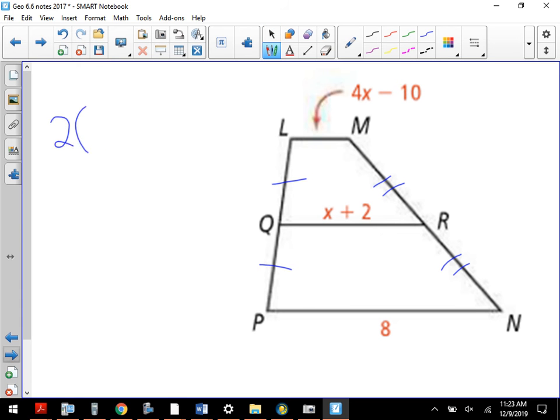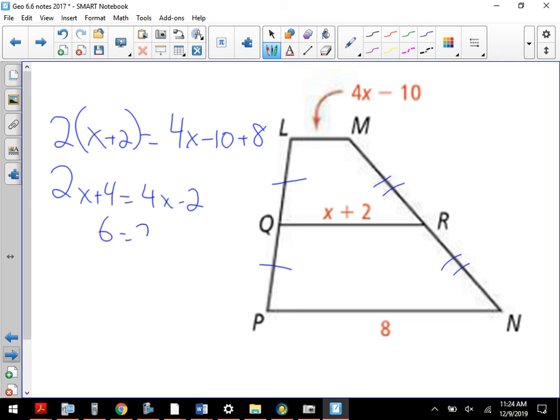Double the mid-segment equals the sum of the two sides. Alright? And boy, does this look just like every other algebra problem we've done for a long time. 2x and 4 is 4x minus 2. Subtract the 2x, add the 2 coming back, and you get x is 3.